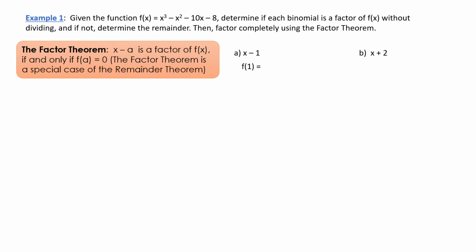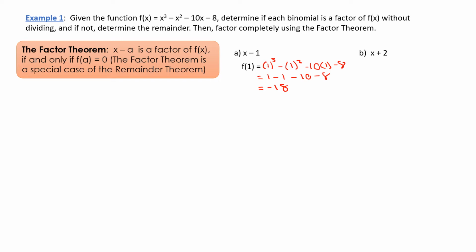So we're just going to do the math here, subbing it into the equation. Always substitute using brackets, and that's mainly so that when we have negative signs and exponents, we make sure everything is in order. 1 squared minus 10 times 1 minus 8. That gives us 1 minus 1 minus 10 minus 8. What is that equal to? So 1 minus 1 is 0, right? It's minus 18. So that is not a factor.